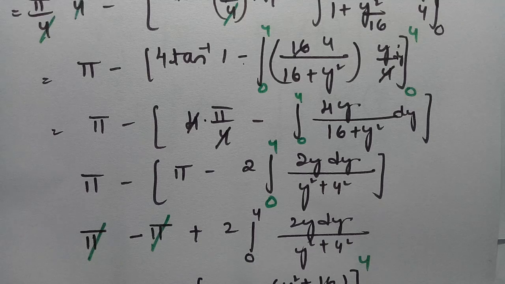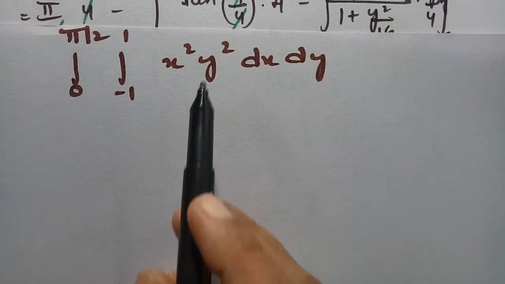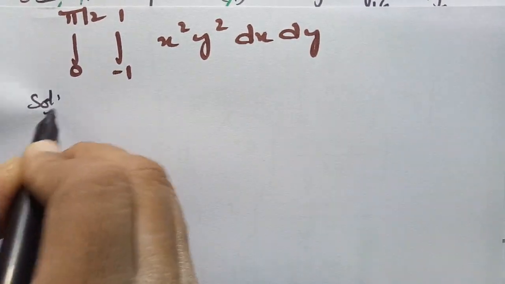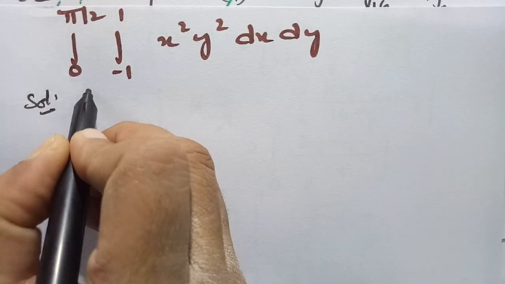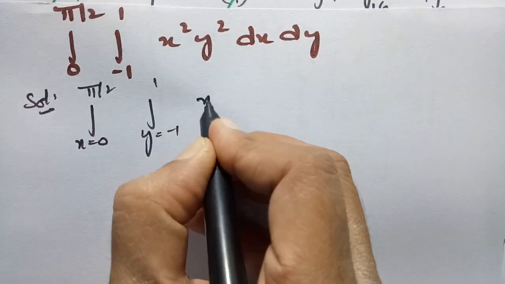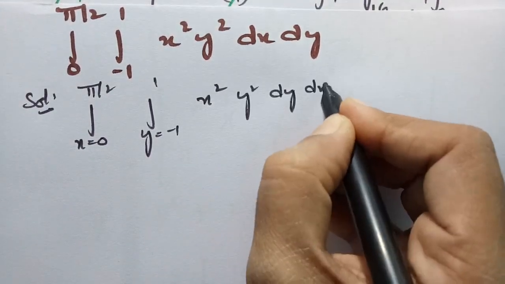So if you follow this video and do it one or two times, this will be very easy and simpler for you. And see here, the next question is, I'm solving it for you, and these are the y limits and this is the x limit. Here is the solution for this. The x limits are 0 to pi by 2 and the y limits are from -1 to +1, and this is x square y square dy dx.